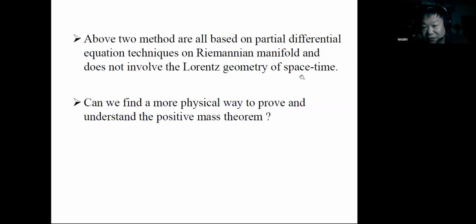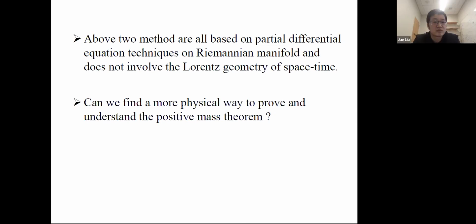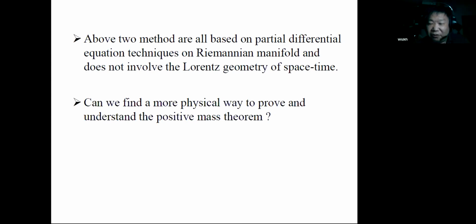And it's well known that general relativity is a theory on the Lorentz manifold. So we want to ask a question: whether we can understand the positive mass theorem in the way of Lorentz geometry.